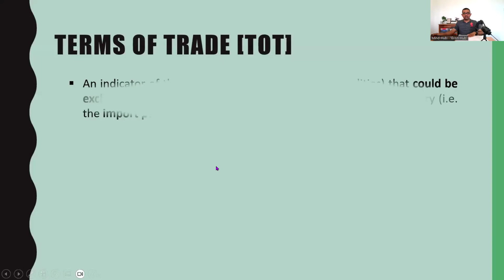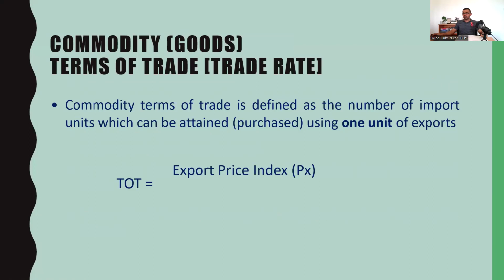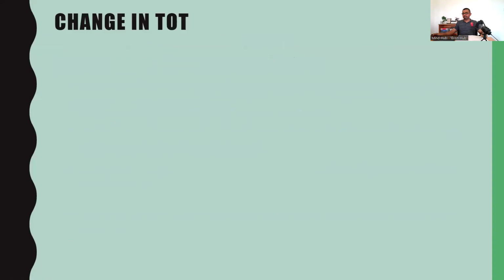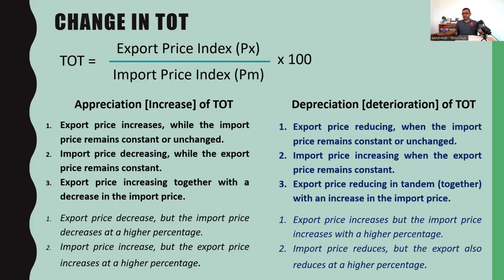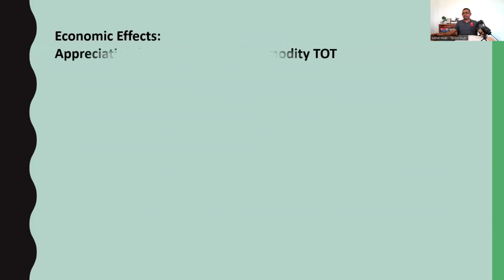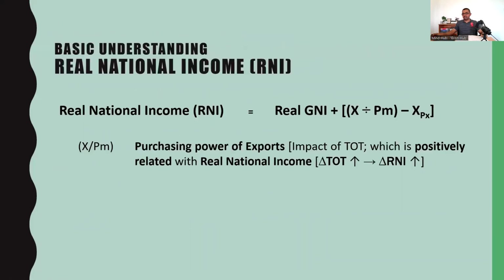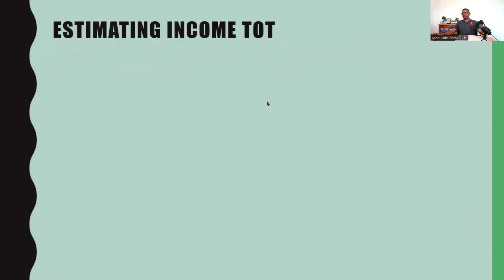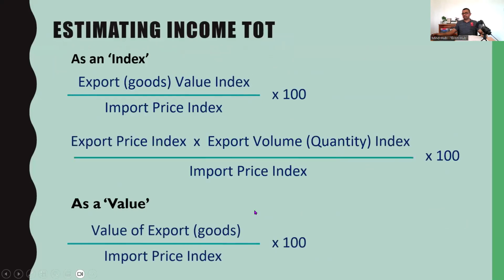Hopefully you can see the virtual whiteboard by now. Yeah, right. So yeah, this is done. Don't look at it too much. Right. Then appreciation. Okay, all that is done. Real national income. Income terms of trade, the concept, estimation. Can you guys get this done quickly? Please. Yeah.